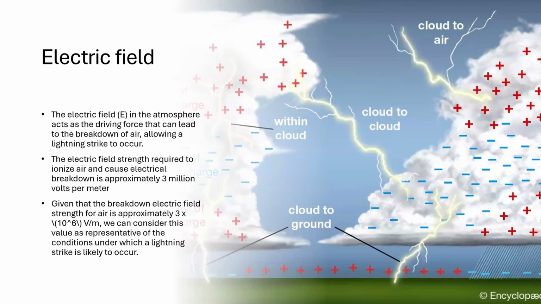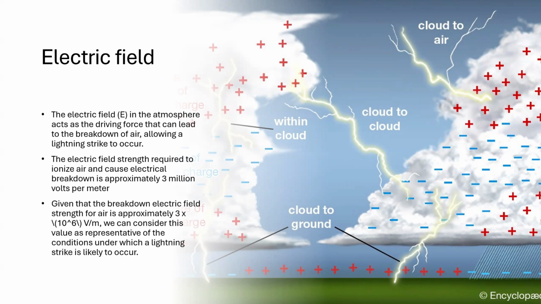In talking about that, we have to look into the electric field too. The electric field in the atmosphere acts as a driving force in the breakdown of air, allowing a lightning strike to occur. This breakdown, called the ionization of air, needs a field of 3 million volts per meter. With this, we can see that once it reaches its threshold, lightning is able to occur.